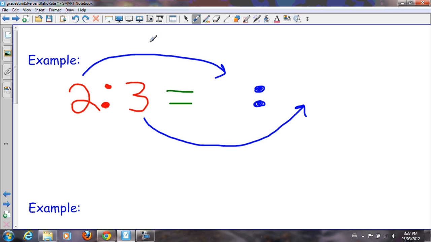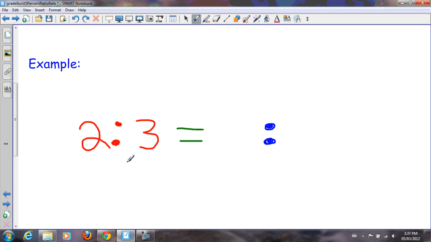So if we're going to times this one here by 2, so 2 times 2 will give you 4. In order for it to be equivalent, we must do the exact same thing to the other side. So we've got to times this side by 2. So 3 times 2 is 6. So 2 to 3 is the same as 4 to 6.